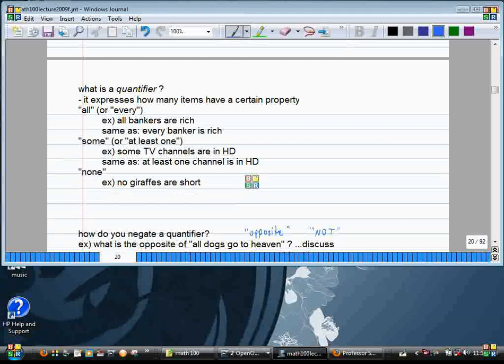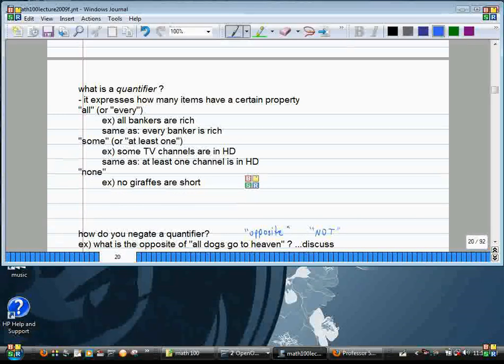Now, a cheap way to do this would just be to stick a not in front. So you could say, not all dogs go to heaven. And it's true that that's the opposite. Okay, all dogs don't go to heaven. This is the same thing. This is a little bit tricky.